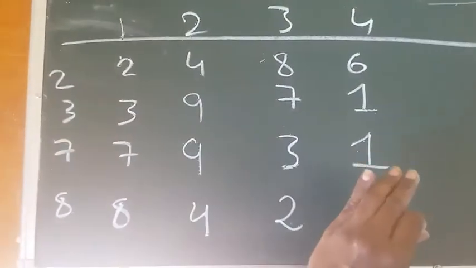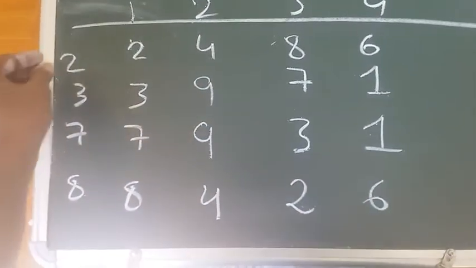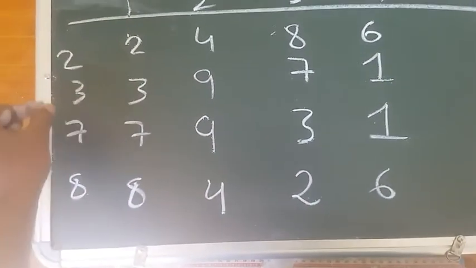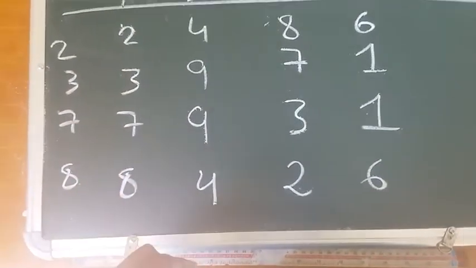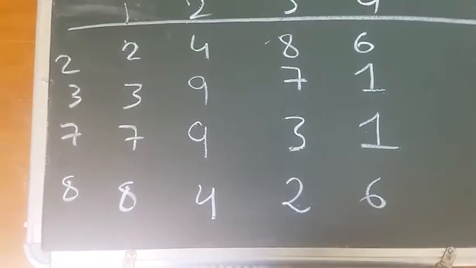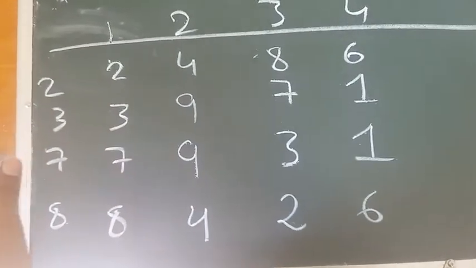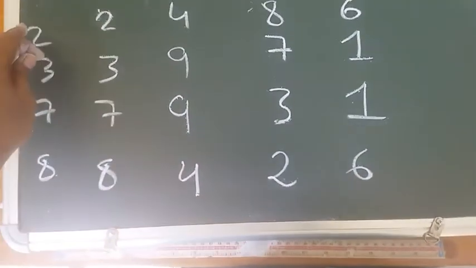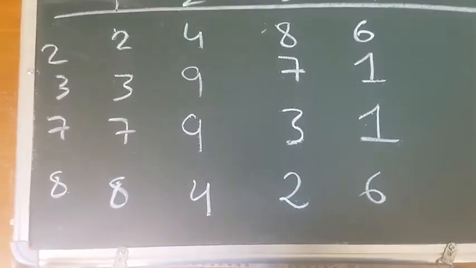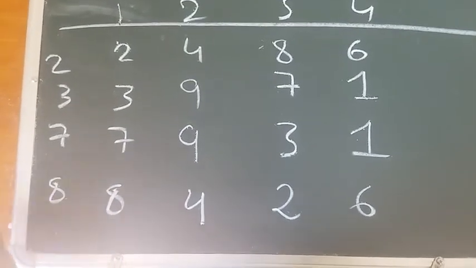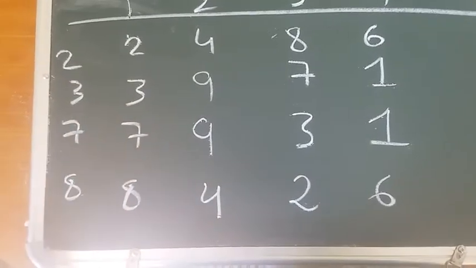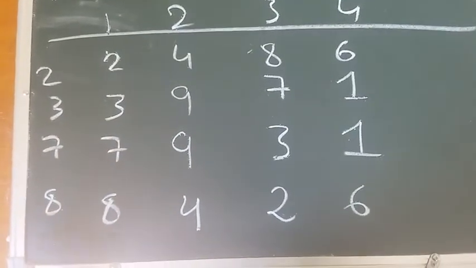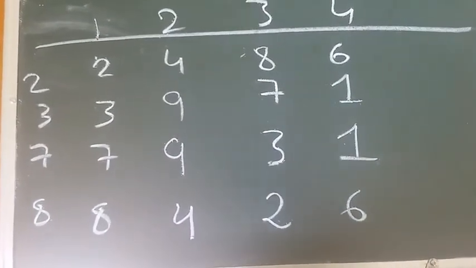When you remember this table, you can easily calculate the units place of 2 power n, 3 power n, 7 power n and 8 power n. You can easily calculate even when you have a larger number in the power. By this table, you can easily calculate the powers of these 4 numbers. I hope you understood how to calculate the powers of 2, 3, 7, 8. By this we have learned how to calculate the powers of any numbers.